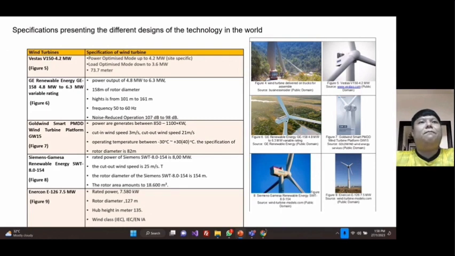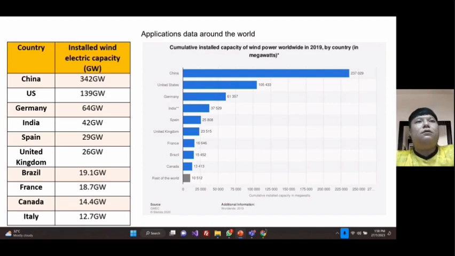So these are the examples of the wind turbine technology that is being used in the world. Now this will be the application data around the world of the installation of wind turbines to generate electricity. So the first one is China.